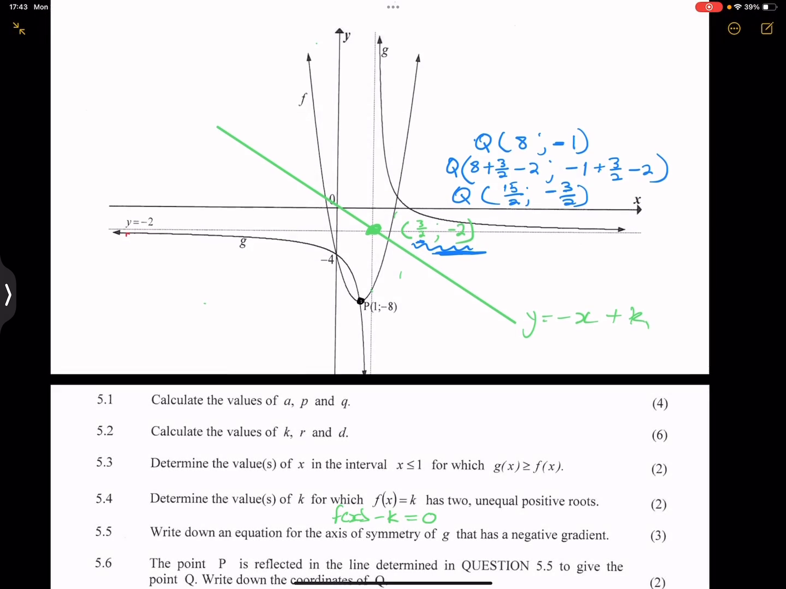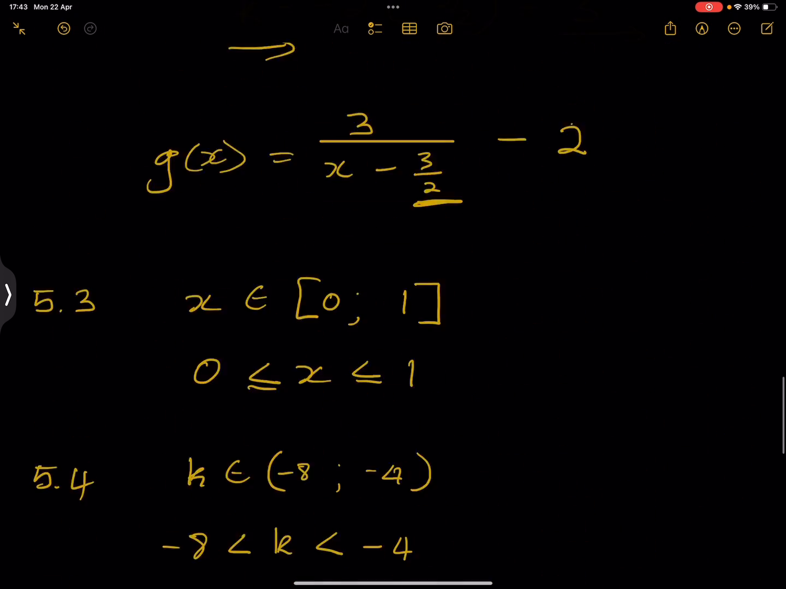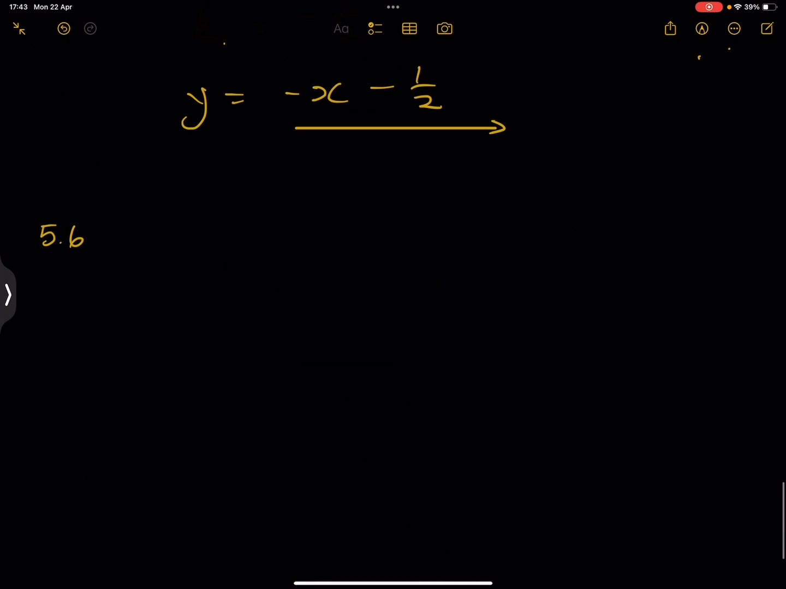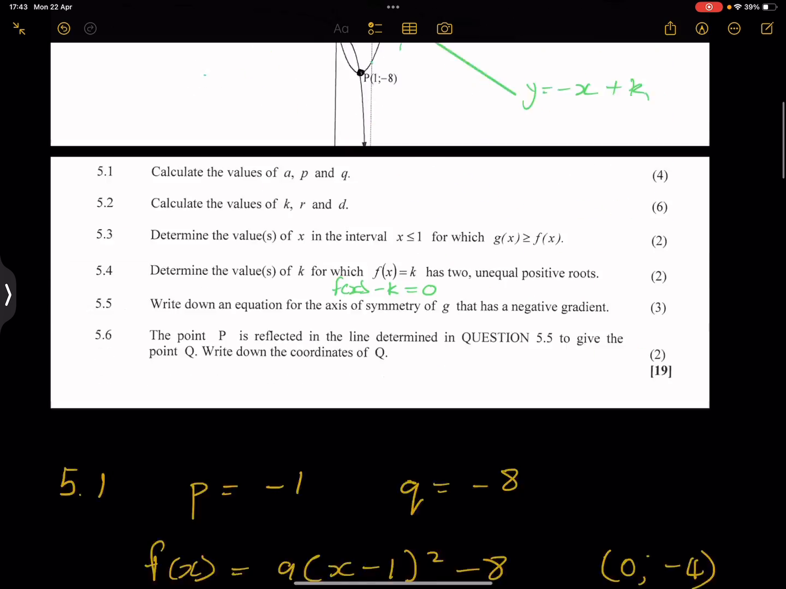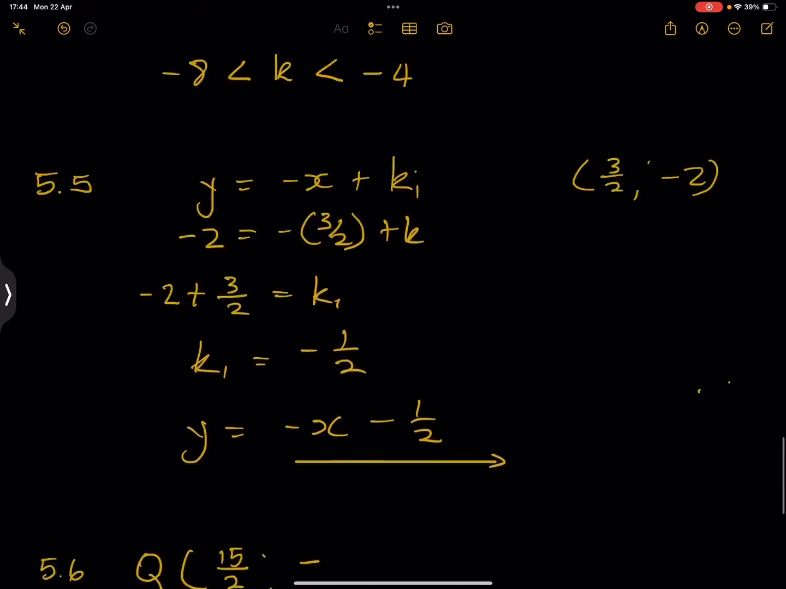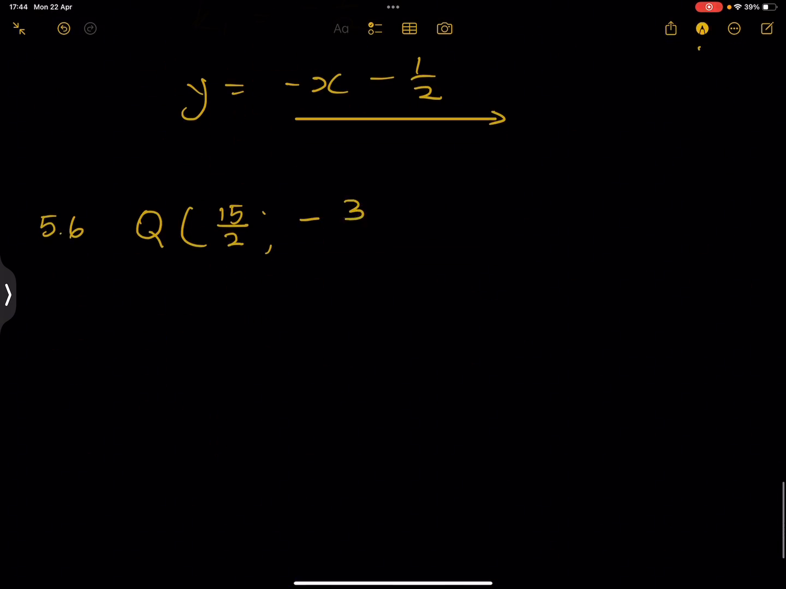So the point Q, ladies and gents, would simply be the point 15 over 2, and did we say negative? Yeah, minus 3 over 2. Did you see how we did that, right? So I swap around the points with the sign.